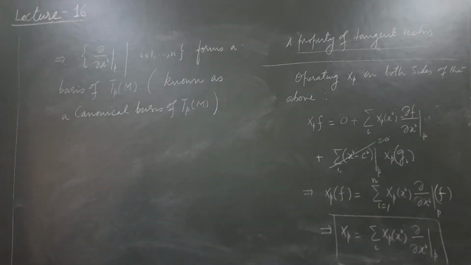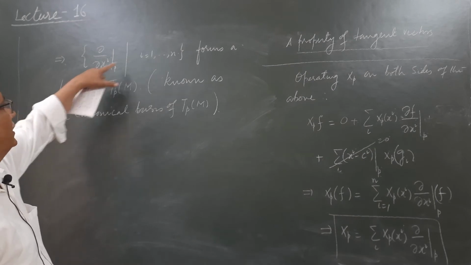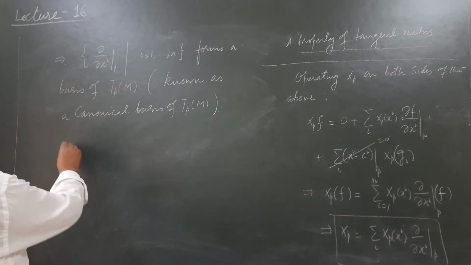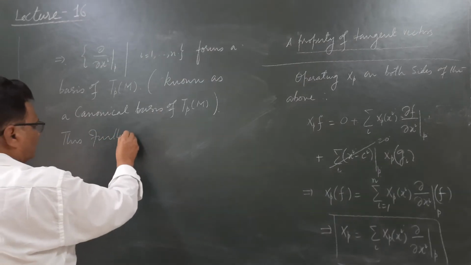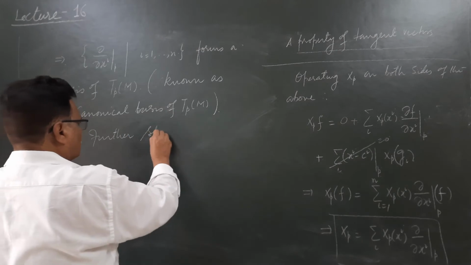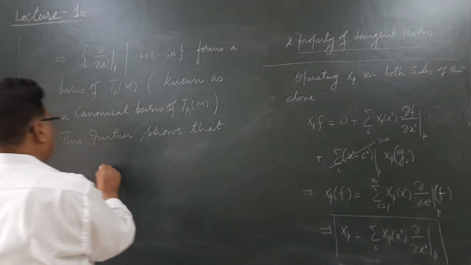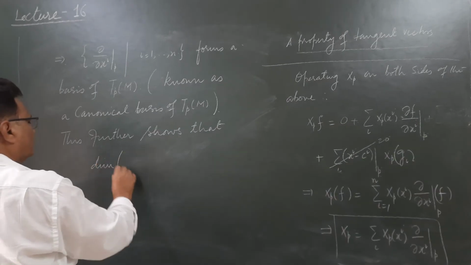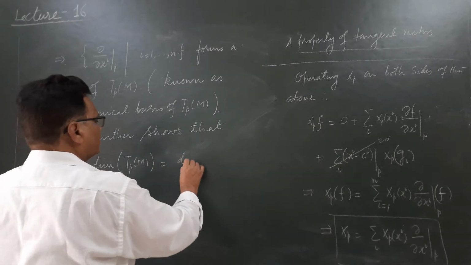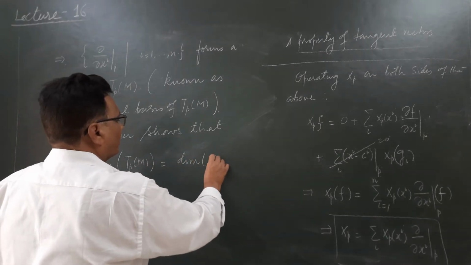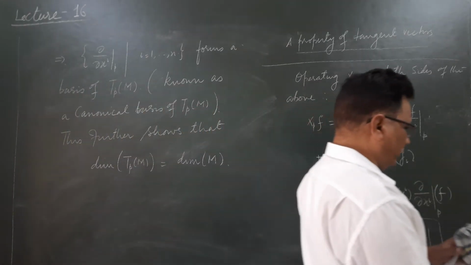This further proves, because how many linearly independent vectors are there? They are n, because i is running from 1 to n. This further shows that the dimension of T_pM is equal to the dimension of n. And this completes the proof of the theorem.